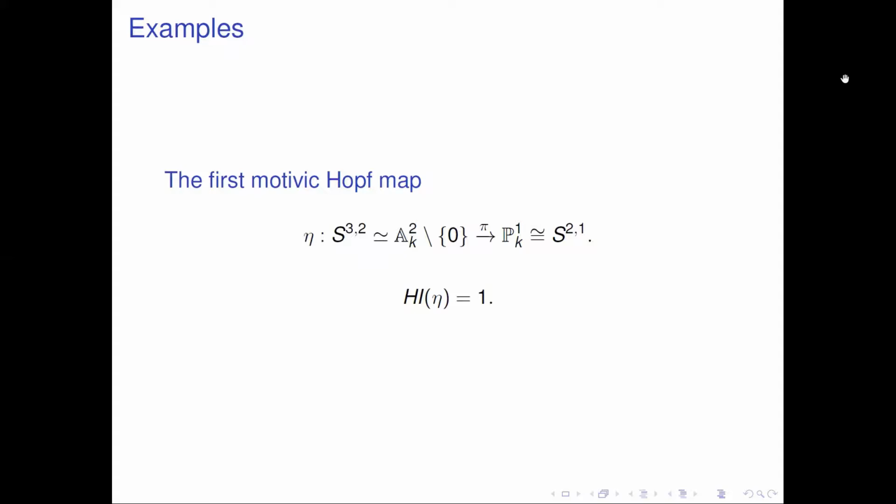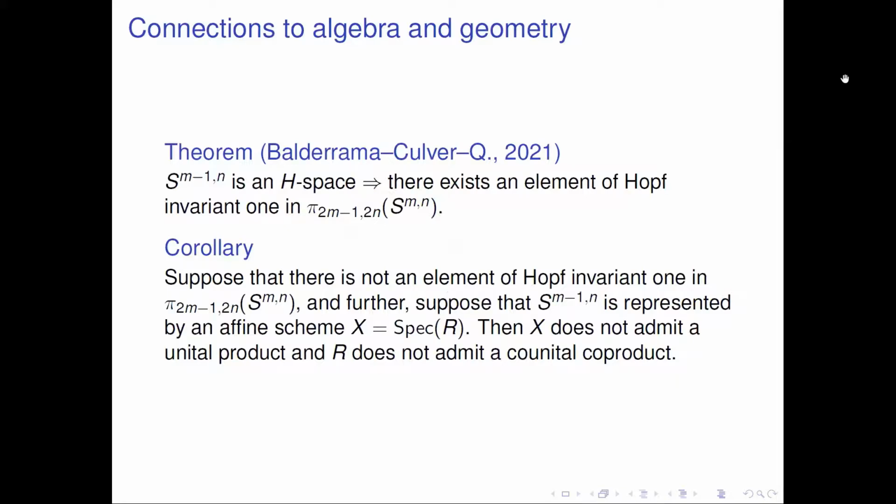You can use motivic cohomology with integral coefficients to define a motivic Hopf invariant, and you can show that the Hopf invariant of this map eta is 1, just like in the classical setting. Our first main theorem is that if the (m-1, n) sphere is an H-space, then there exists an element of Hopf invariant 1 in a particular motivic homotopy group. This is a motivic analog of the result from Adams' paper that I discussed before.